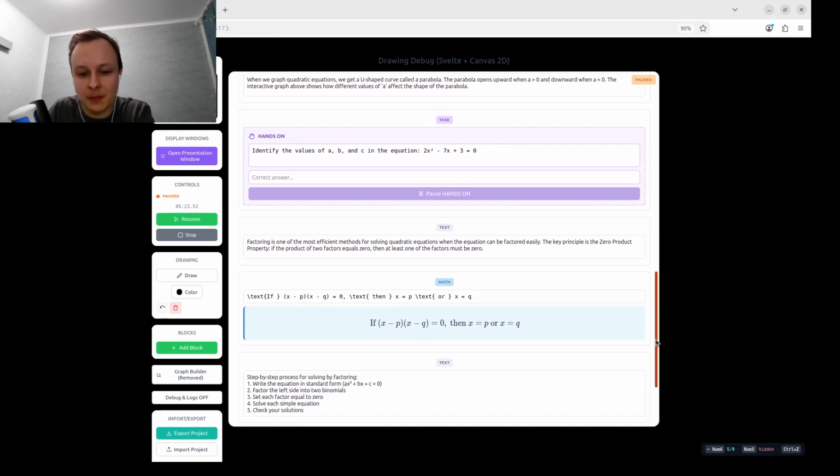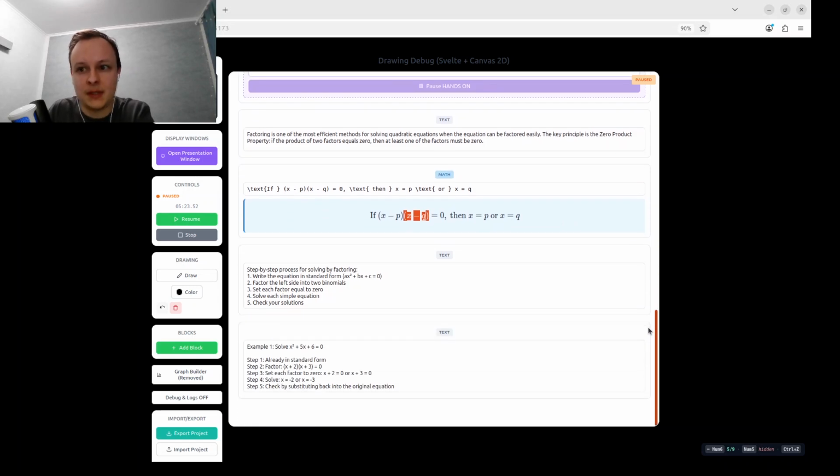This is the step-by-step algorithm. First of all, we have to write our equation in standard form: ax squared plus bx plus c equals 0. We have to factor the left side into two binomials, like this. And we have to independently solve for each of these parts, solve a simple equation, and check the solution.